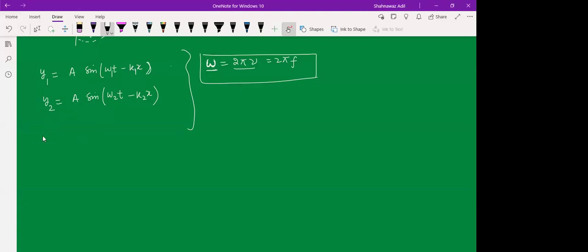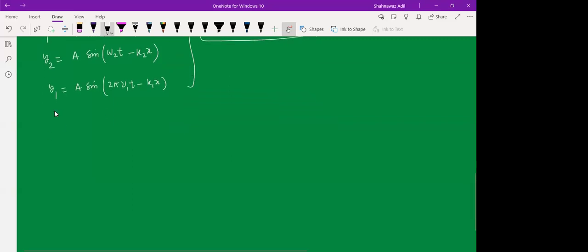So let's say we can write y1 as a sine 2 pi nu1 t minus k1x, and then we have y2, which is a sine 2 pi nu2 t minus k2x, the other frequency. So the overall wave would be how much? That would be y1 plus y2, right?